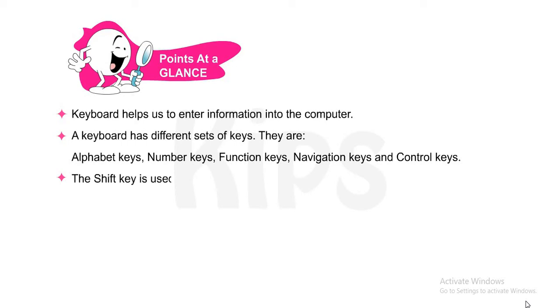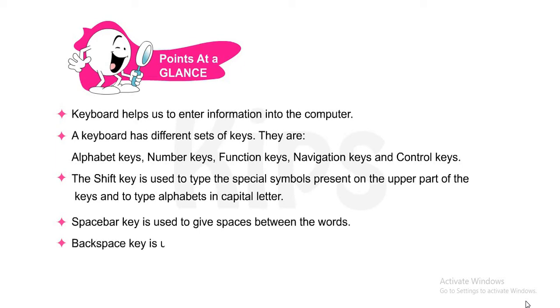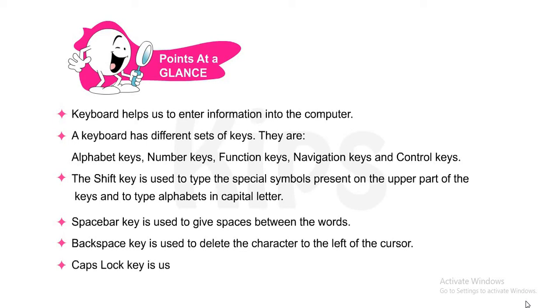The Shift key is used to type the special symbols present on the upper part of the keys and to type alphabets in capital letters. Spacebar key is used to give spaces between the words. Backspace key is used to delete the character to the left of the cursor. Caps Lock key is used to type letters in capital.